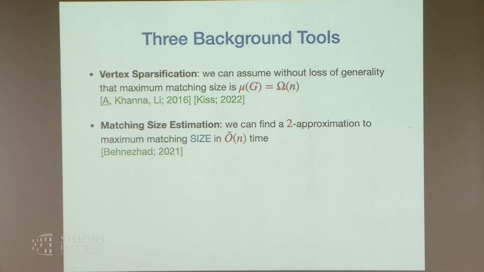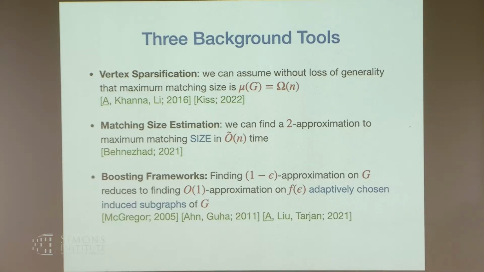Then we have this result by Sohail that allows us, at any point in time, to get a 2 approximation to the matching size inside our graph in O tilde n time. Okay, so this is super fast. At any point, I can just stop and say, what is the size of the matching in my graph? And in O tilde n time, we can solve that.